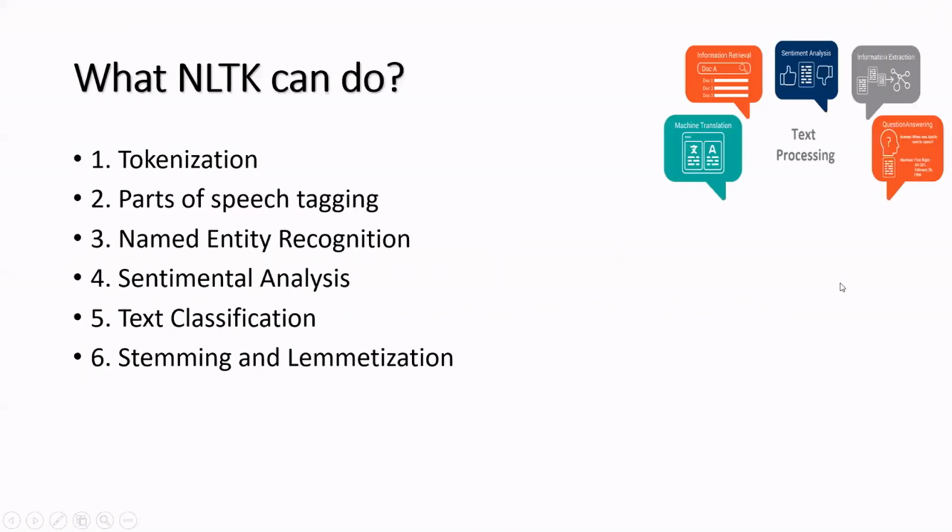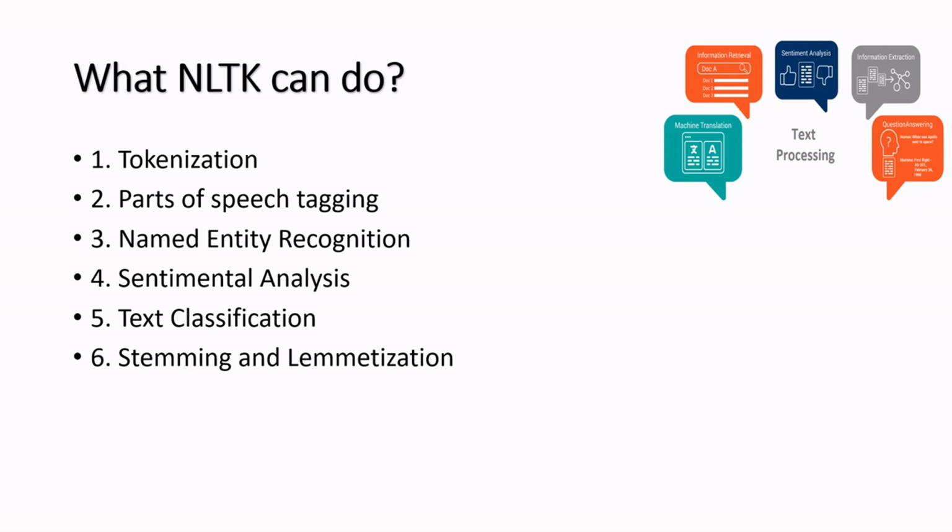Also, the Natural Language Toolkit can perform several actions like tokenization, parts of speech tagging, named entity recognition, sentiment analysis, text classification, stemming, and lemmatization. First, we'll see them one by one in detail. Coming to tokenization, the Natural Language Toolkit can split text into words or sentences, as this is the fundamental step in processing any text data. And coming to parts of speech tagging, NLTK can identify the parts of speech in a sentence like nouns, verbs, adjectives, etc.